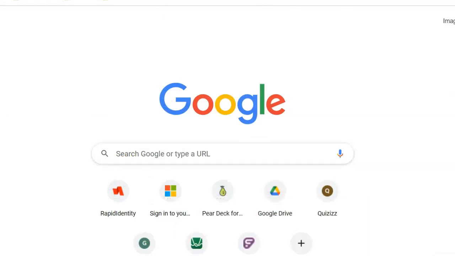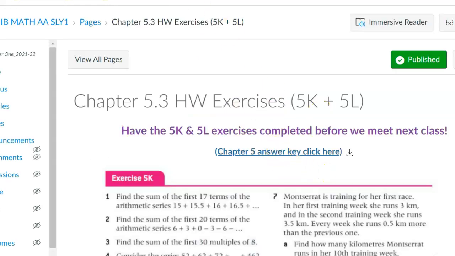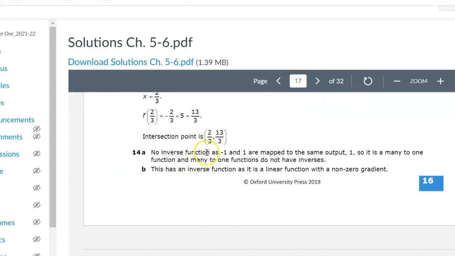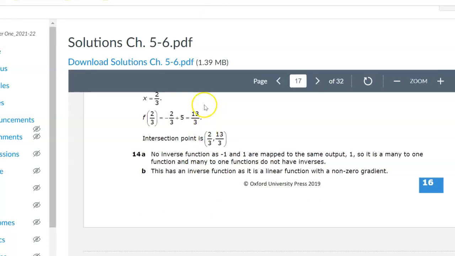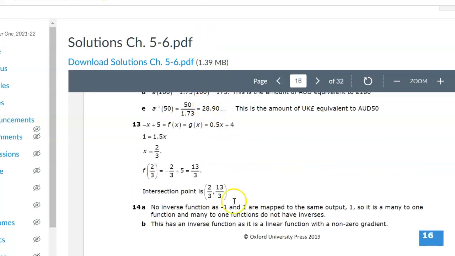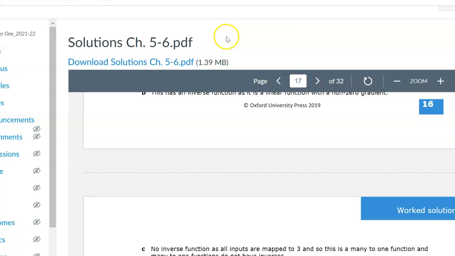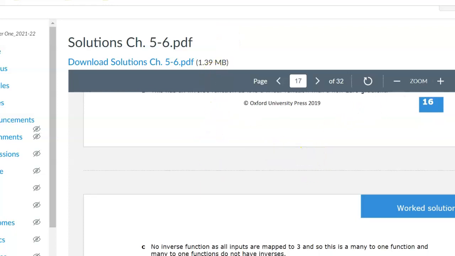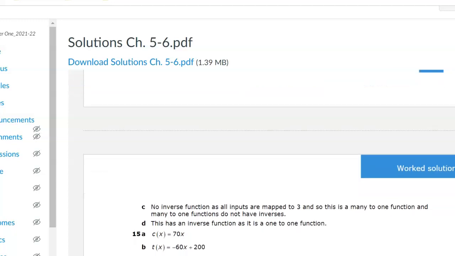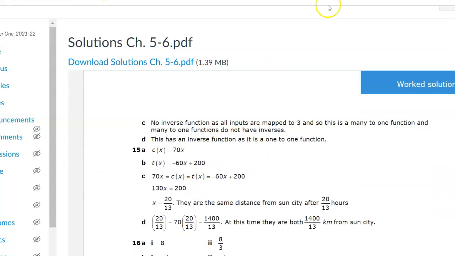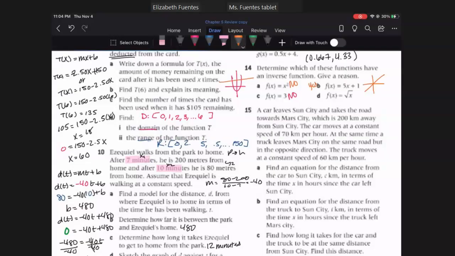Also, don't forget the answer keys here. If you ever need to see worked out solutions, they're over here. It also has more in-depth explanations of like, yes, it can be an inverse. No, it can't be an inverse. This is why it can't be an inverse. So don't forget those are there. I have so many tabs. Here we go.